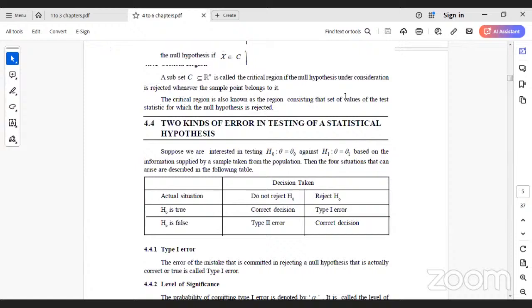We are writing here the actual situation. Do not reject H0: when H0 is true, it is a correct decision; when H0 is false, it is a type 2 error. Reject H0: when H0 is true, it is a type 1 error; when H0 is false, it is a correct decision. See exactly. So therefore we are taking this one, reject H0.